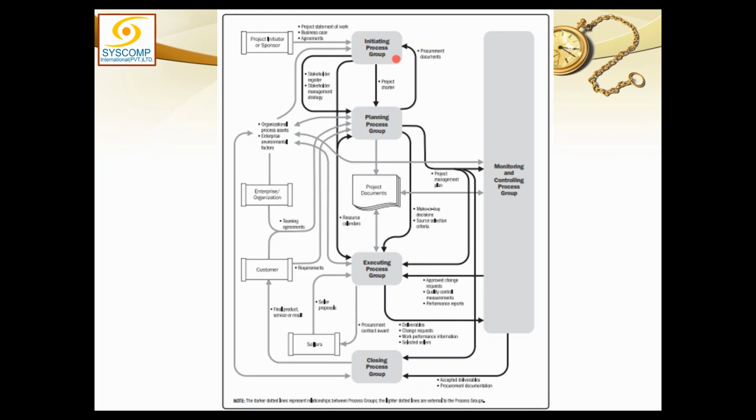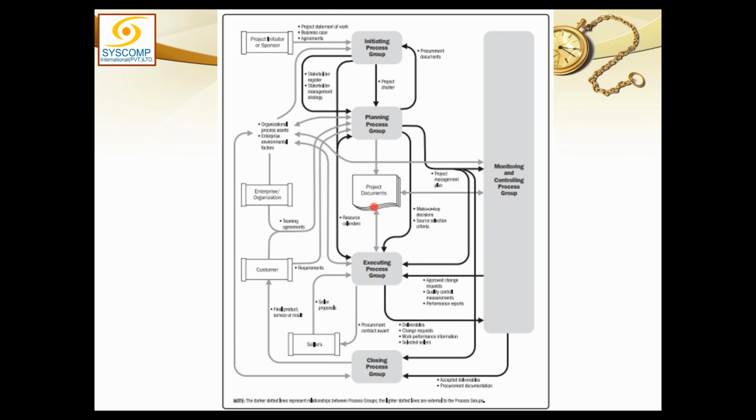As I explained yesterday, the gray boxes are the process groups: the initiating process group, planning process group, executing process group, monitoring and controlling process group, and the closing process group. Now, the processes included in them are not shown here. We are just going to establish the linkage of these process groups and see what travels from where to where.